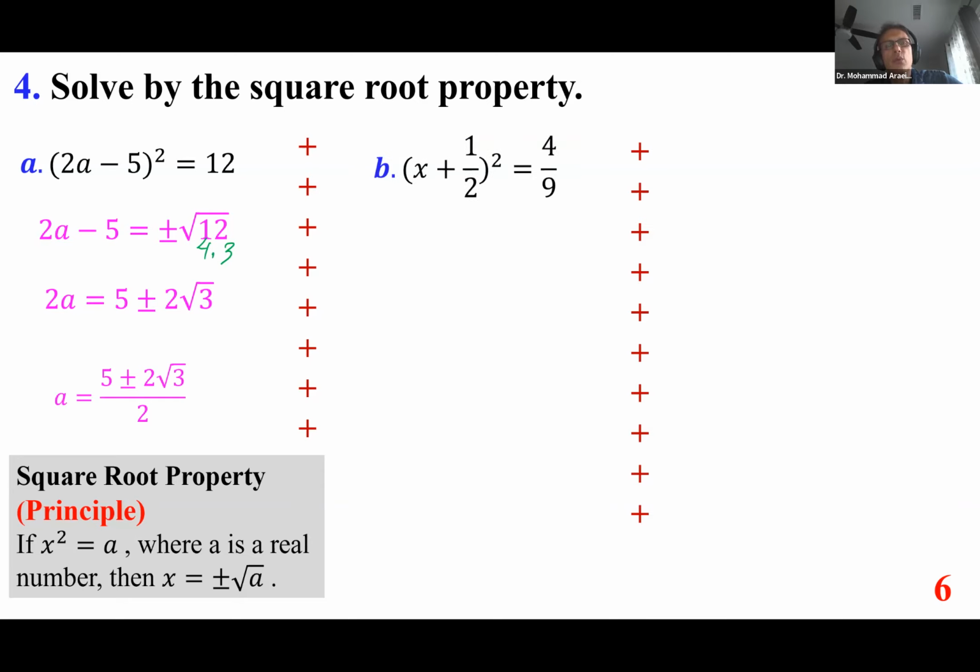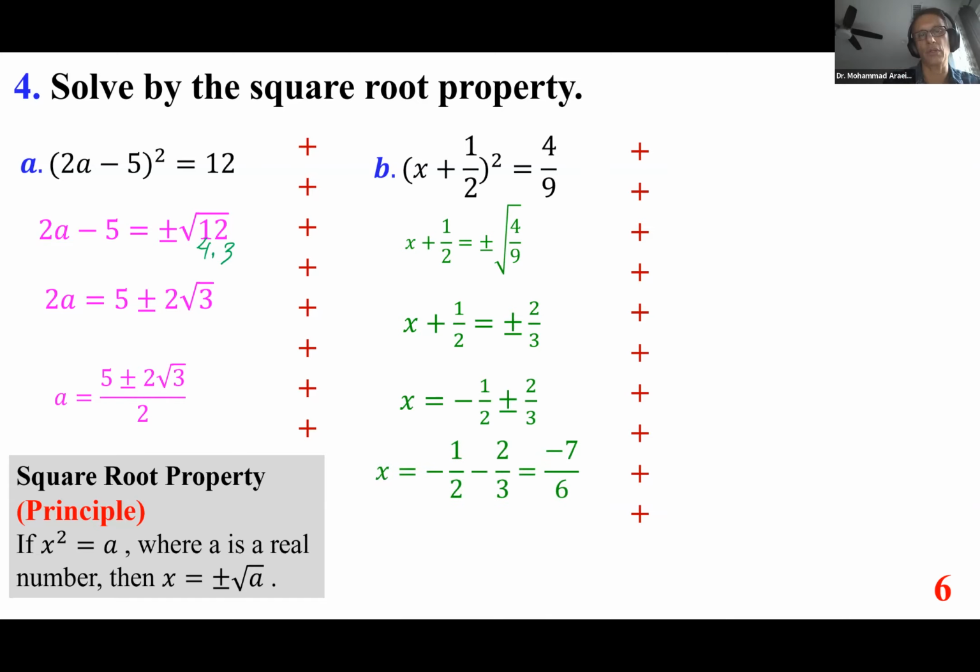Same thing happens here. We take a root of both sides. The left side becomes x plus 1/2, and the right side is plus minus the square root of 4 over 9, which is 2/3. And the plus minus remains. Move the 1/2, we have negative 1/2 plus minus 2/3. And we need to subtract 2/3 from negative 1/2. We need to add to it. So how do we do that?